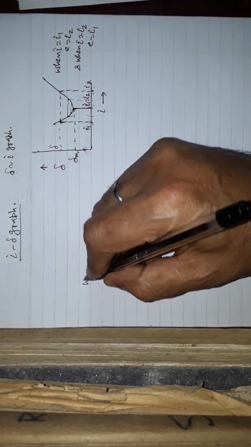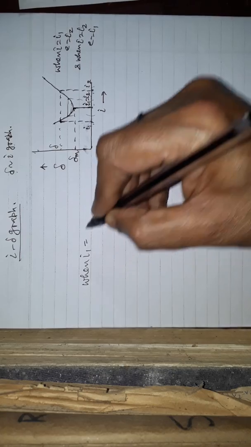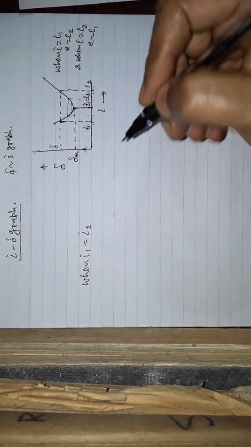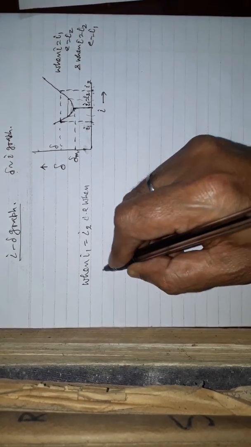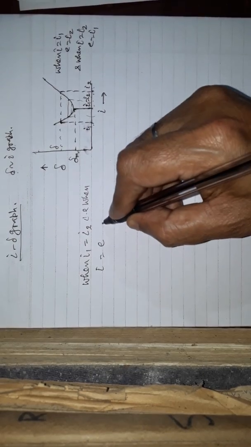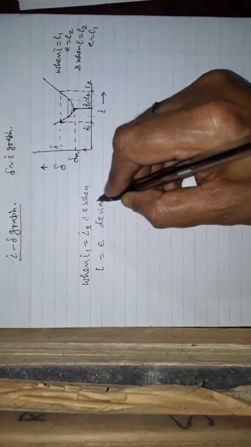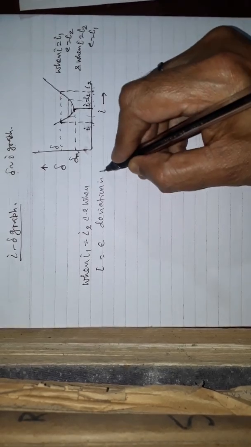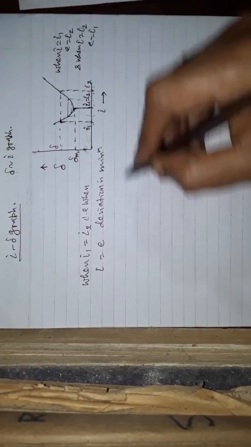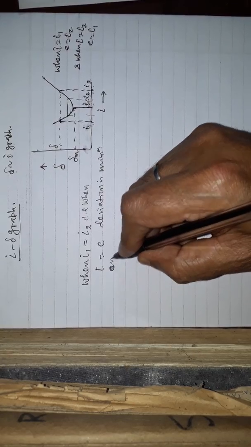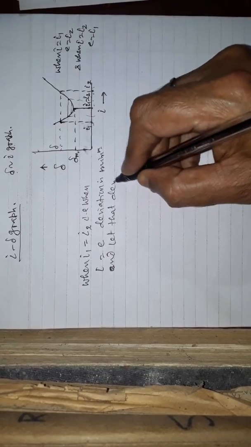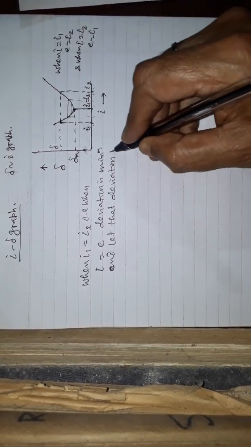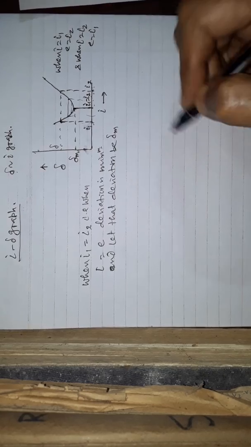So when I1 and I2 are equal, that is when I is equal to E, the deviation is minimum, and let that deviation be delta m.